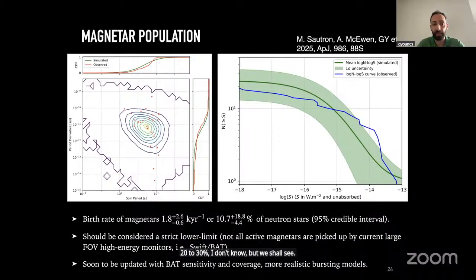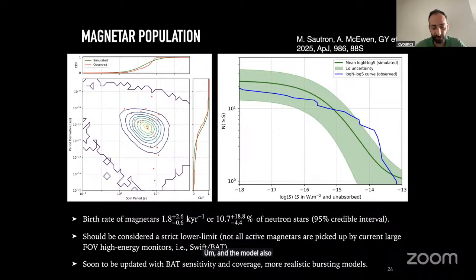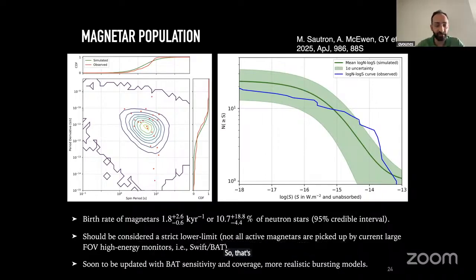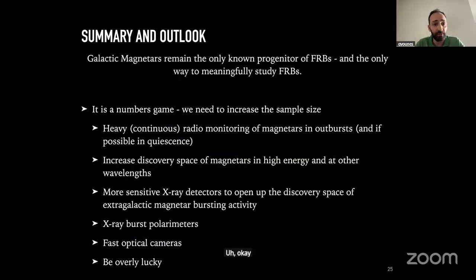And the model also incorporates a more detailed prescription of the bursting activity. And then from there, you can go and ask yourself, okay, what does that mean for the FRB population? So that's a long work in progress that we're trying to perform more rigorously. So let's see where we get. Okay, I'll leave you the summary.